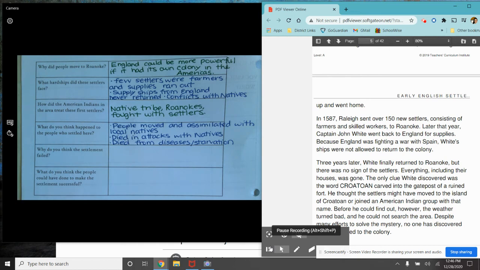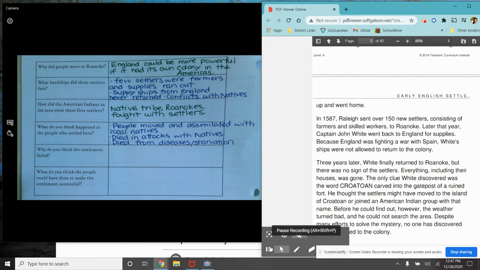So the text gives us some clues as to why it failed, right? They didn't have enough supplies. They weren't farmers. There were no skilled workers. And the natives felt their land was getting taken. So those are all possible answers for there.